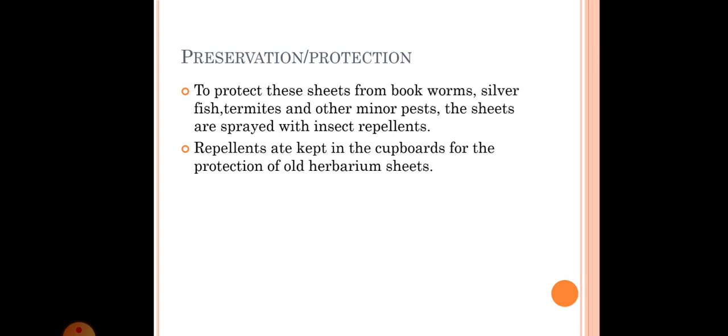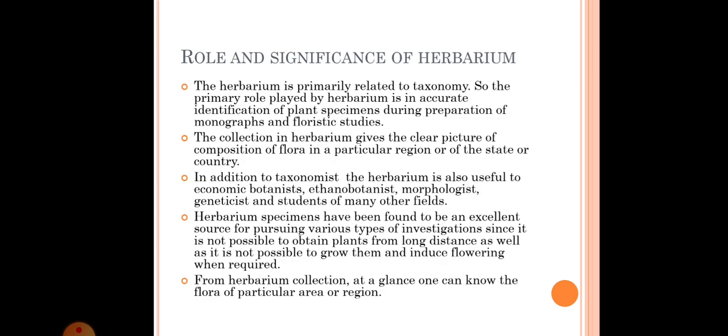To protect these sheets from bookworms, silverfish, termites, and other minor pests, the sheets are sprayed with insect repellent. Repellents are kept in the cupboards for the protection of old herbarium sheets. So, these are the techniques of herbarium.